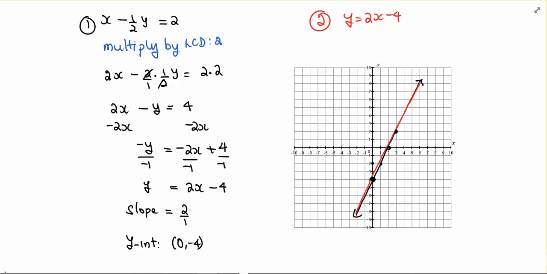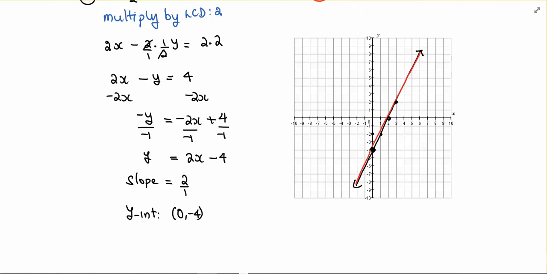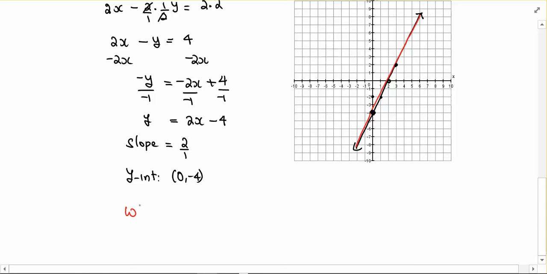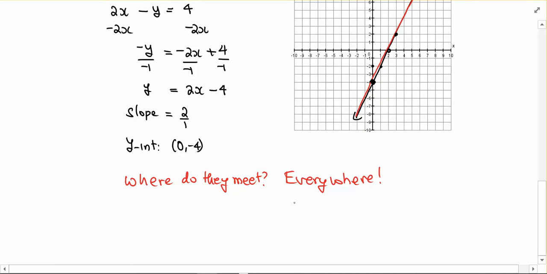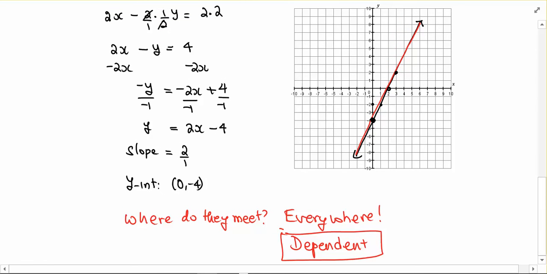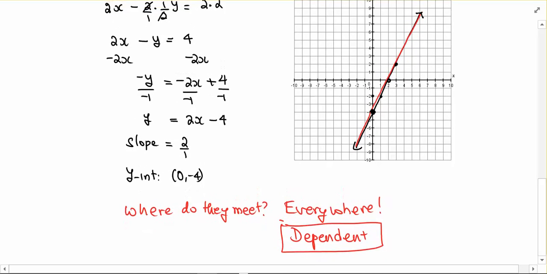So now the question is, where do they meet? After all, the solution is where they meet. Where do they meet? And the answer is everywhere. They meet everywhere. This situation is called dependent. It's not possible for us to give one dot and say, well, here's the solution, because every dot along that line meets.